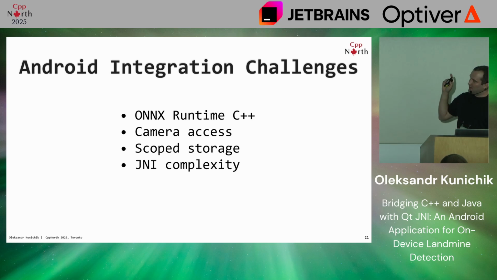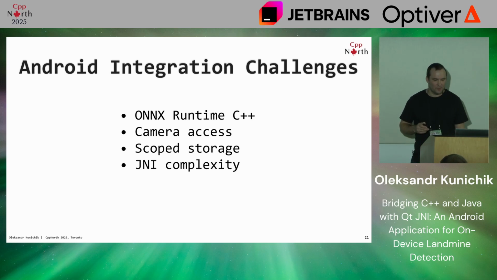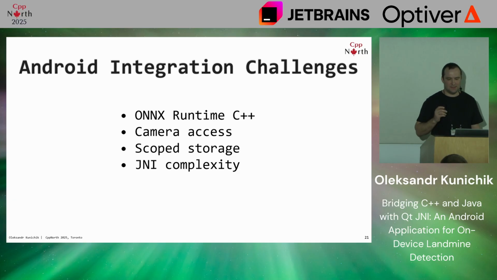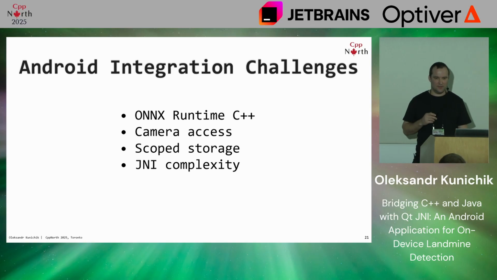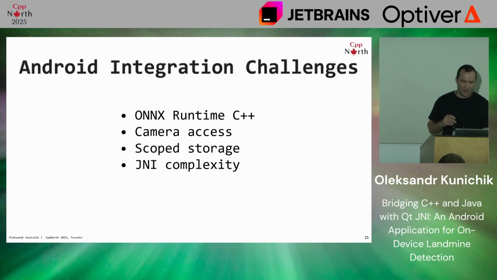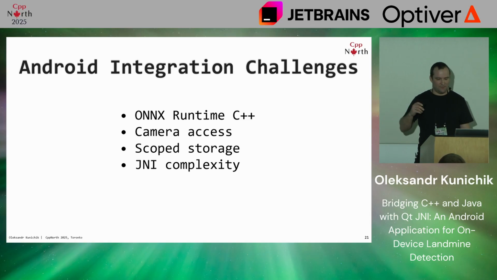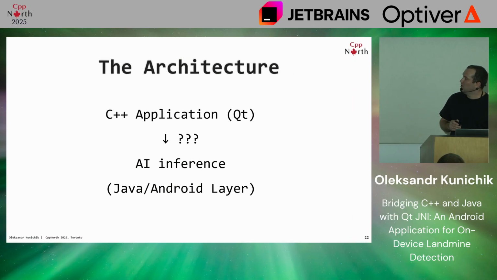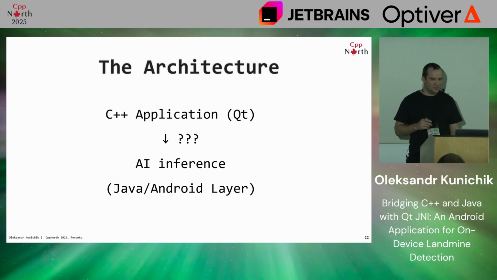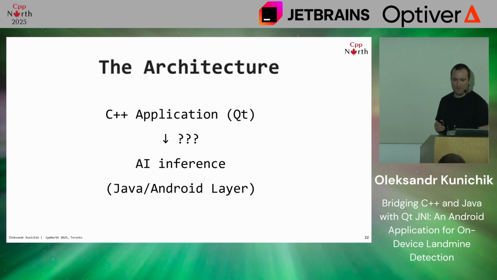But regarding Android, documentation is sparse. Also, there's Android's scoped storage, privacy features that restrict file access. You can't just save files anywhere anymore since the 10th version. And moving 2-megabyte images between C++ and Java, that's where our performance dies. So here are our architecture questions.